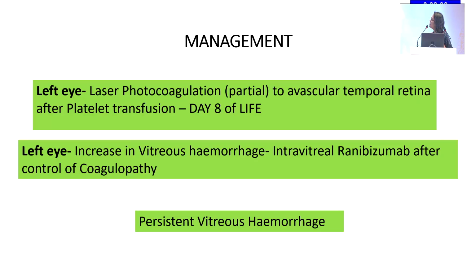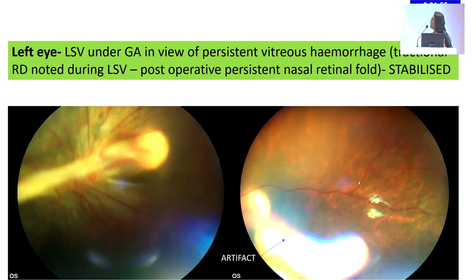On follow-up, there was increase in vitreous hemorrhage. Then intravitreal ranibizumab was administered after the control of coagulopathy. However, the vitreous hemorrhage continued to persist. This child then went on to undergo an LSB under GA in view of the persistent vitreous hemorrhage. And when the surgery was being done, tractional RD was noted nasally. Post-operatively too, we can see, these are the post-operative photos on follow-up, that there is a nasal dry retinal fold. However, the rest of the retina is stabilized and the macula is fine.